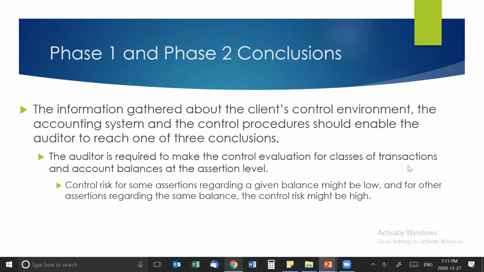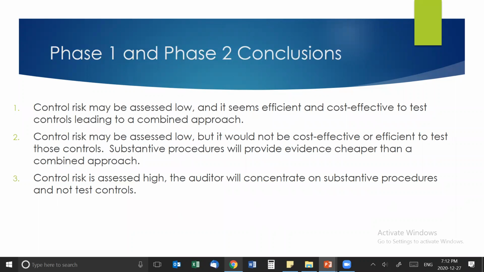All right, so once you've gone through phase 1 and phase 2, understanding the internal control system and assessing the control risk, the auditor can decide what the control risk is going to be, and then how much work the audit will require. They can also decide whether or not they're going to test. So here are the three types.